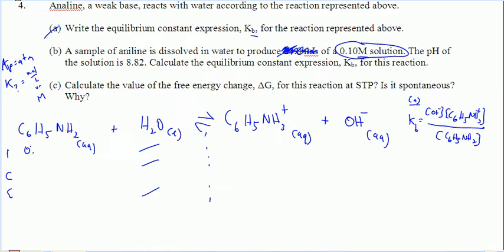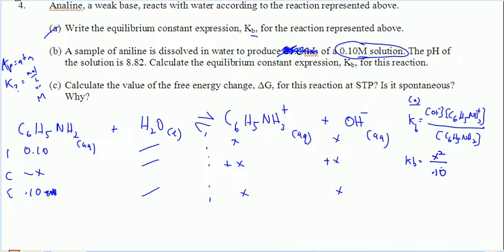There it is. That makes this x, that makes this x, that makes this minus x, that makes this x, plus x. 0.10 minus x, x, x, and we can assume this is negligible. So Kb equals x squared over 0.10. All right, I'm ready to go.